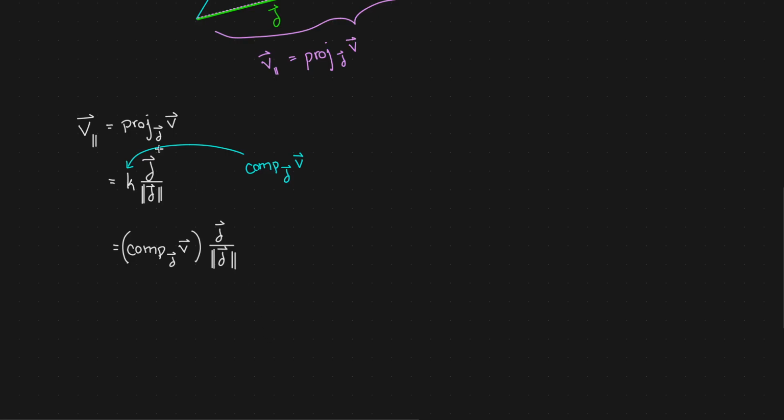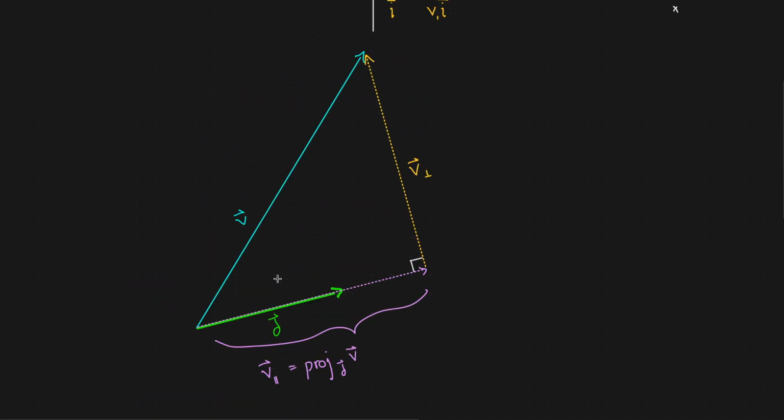And just to be perfectly clear, the projection of v onto vector d is a vector. But the component of v onto vector d is a scalar. It's how much we scale this unit vector by to get our projection. So we know how to calculate this. If we know vector d, we know how to normalize our vector. The main trick here is going to be finding the component of v onto vector d. We could do that with a little bit of trigonometry.